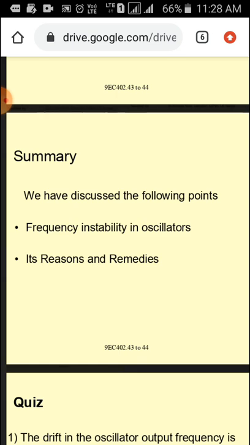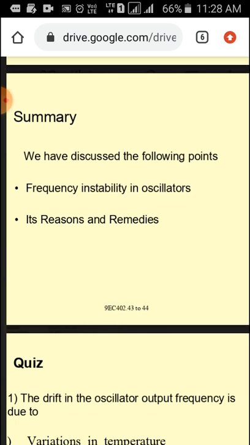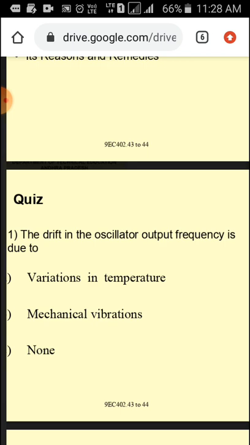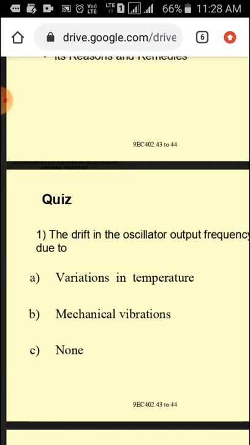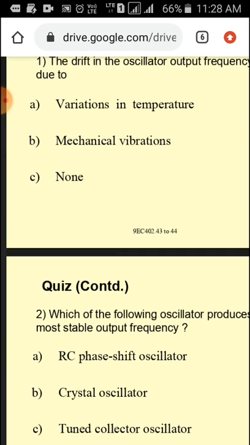We have discussed the following points: frequency instability in oscillators, its reasons and remedies. The drift in the oscillator output frequency is due to variations in temperature, mechanical vibrations, none, that is due to variation in temperature.